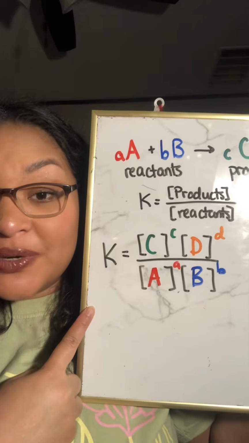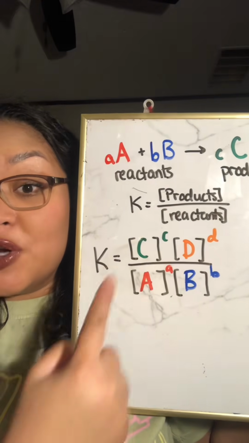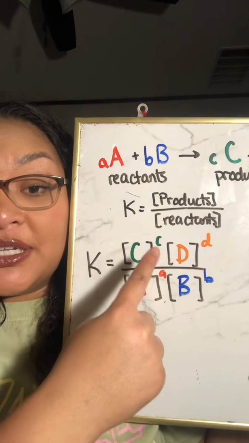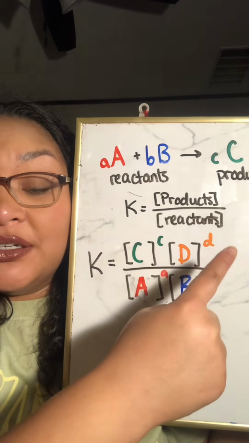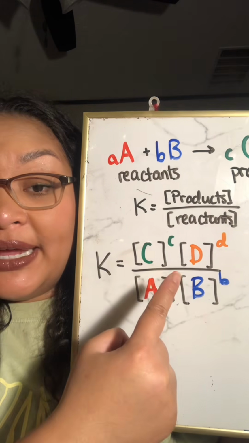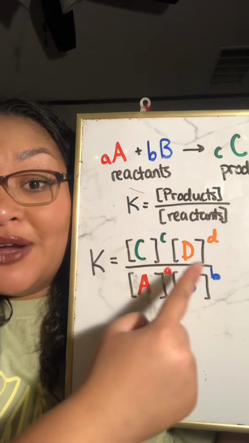So the rate of this reaction equals the products over the reactants, or the concentration of C raised to little c times the concentration of D raised to little d, all over the concentration of big A raised to little a times the concentration of B raised to little b.